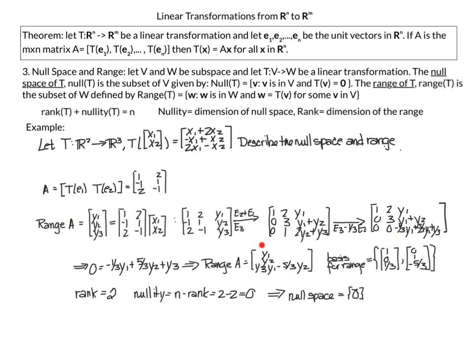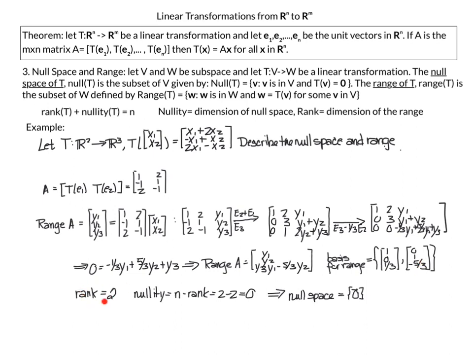To get a basis for this form of vector, I separate out my y1s and y2s. So for y1, in the first coordinate, I have a coefficient of 1. There are no y1 terms in the second coordinate, so that's 0. And for my third coordinate, I have a 1/3 y1, so that's my 1/3. For my y2 vector, in the first coordinate, I have no y2, so that's 0. I have 1 y2 for the second coordinate, and my third coordinate is y2 times negative 5/3. So this is my basis for my range.